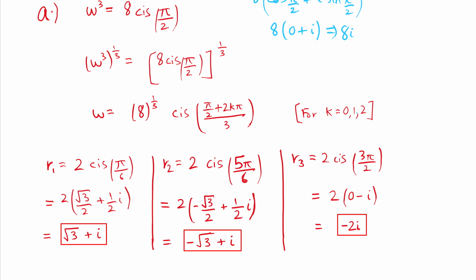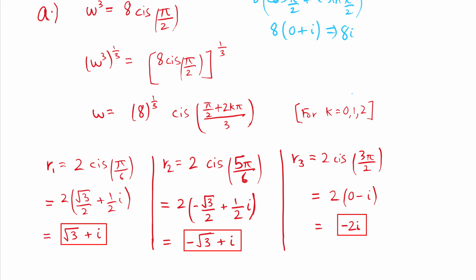Now secondly, if we let k equal 1, this will be pi on 2 plus 2 pi upon 3. And if we add this using a calculator, this will give us 5 pi on 6 as our argument. So cos of 5 pi on 6 is equal to negative root 3 upon 2 plus sine of 5 pi on 6 is equal to 1 upon 2 i. You can use your calculator to evaluate these ratios. So from here we can expand the brackets. The 2's will cancel out again. So the second root is negative root 3 plus i.